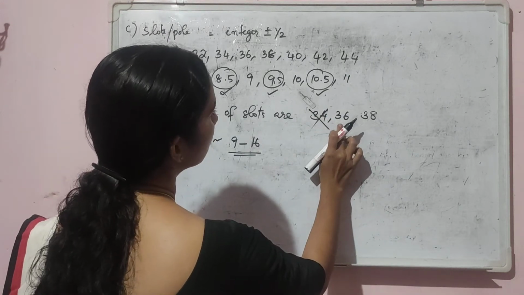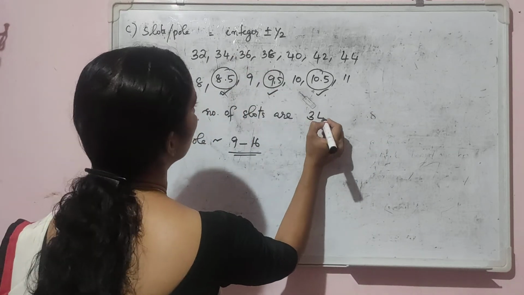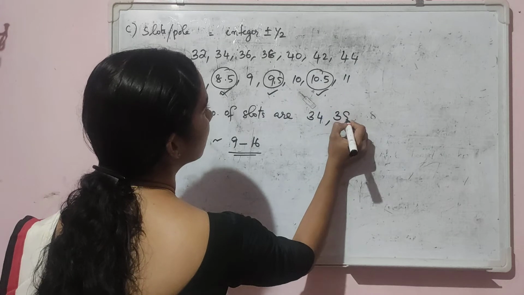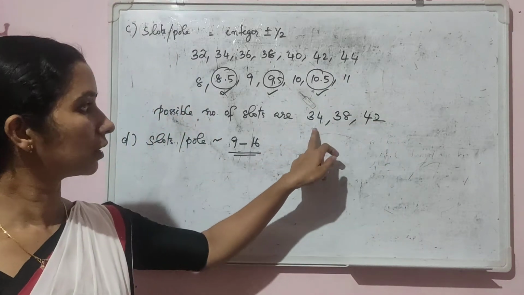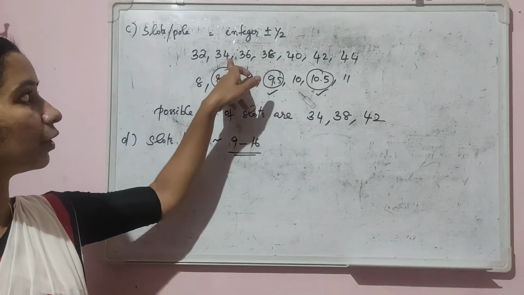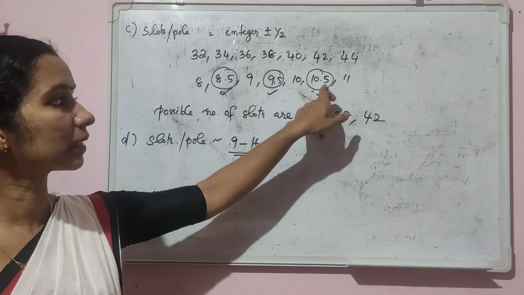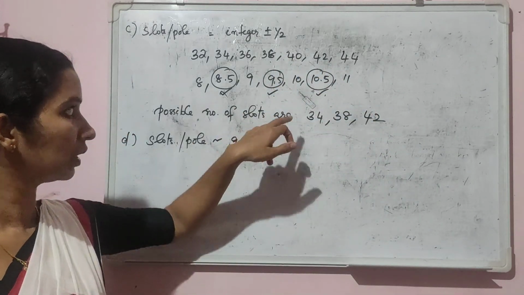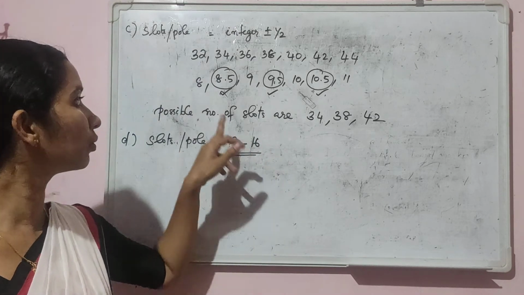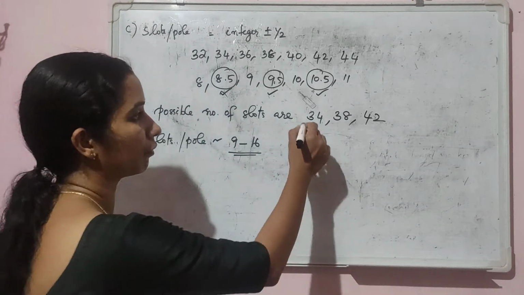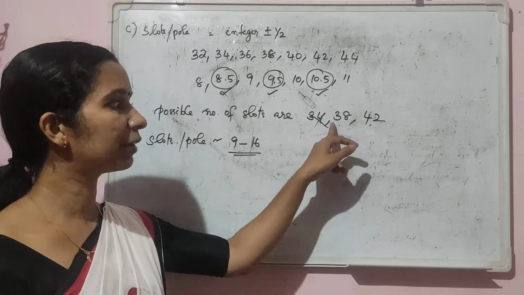So this is not 36. The possible choices are 34, 38 and 42. Okay. So I was wrong here. So these are the correct values. Corresponding to 8.5 it is 34. Corresponding to 9.5 it is 38. And corresponding to 10.5 it is 42. And as the slots per pole should be in the range 9 to 16, we cannot choose this 8.5 or 34. So possible choices are 38 and 42, and let us choose the minimum value from that.